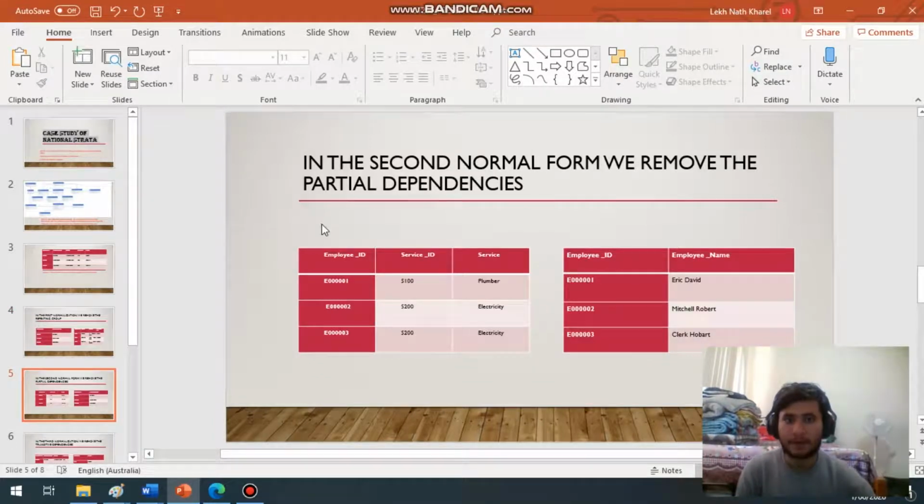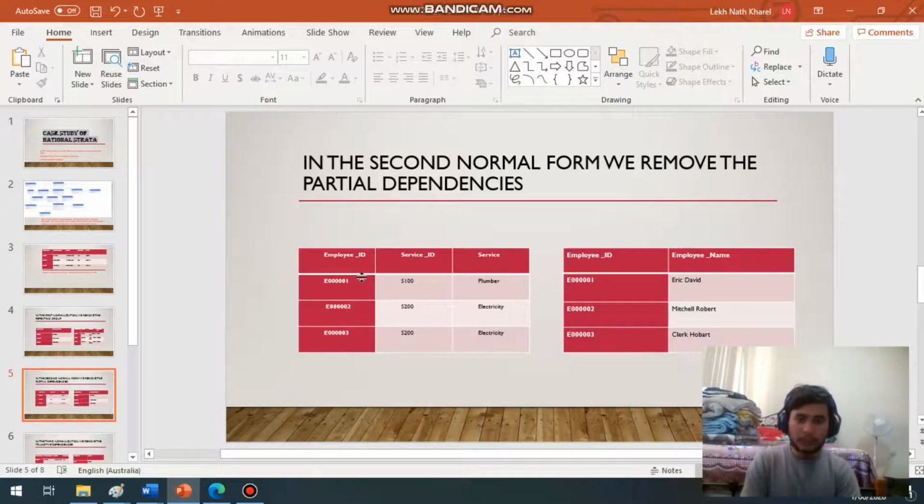So here, look at our second normal form. During the second normal form, this is the first table. From the first table, we can see there are two composite primary keys, employee ID and service ID. So we separate the employee ID and employee. From the employee ID, we can determine the employee name. So we separated and removed the partial dependencies.